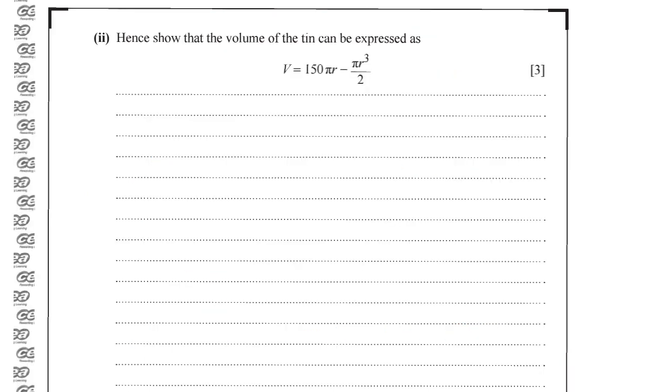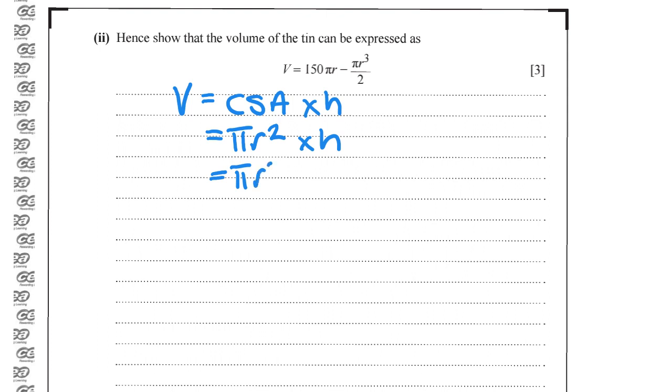So hence show that the volume is 150 pi r minus pi r cubed over 2. Don't focus on the final, what they're asking for. Let's write down what we know. Volume is cross-sectional area times height. The volume of a cylinder is pi r squared, multiplying that by height. Hence usually means you're using what went before.